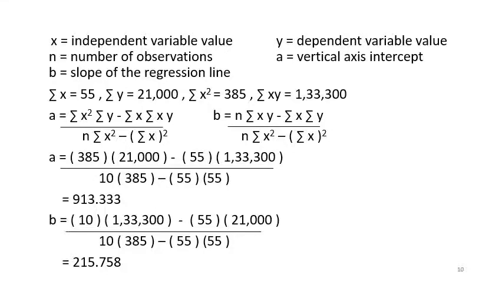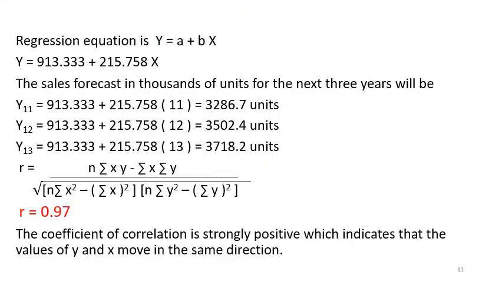We now need to generate, or find out, the regression line. We'll see how the regression line is generated. The regression equation will be capital Y equals a plus bx. A value I have got as 913.333, and B is 215.758. So, the sales forecast in thousands of units for the next 3 years.